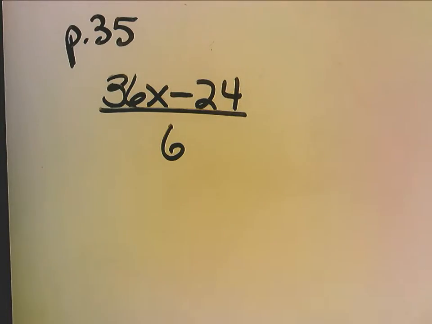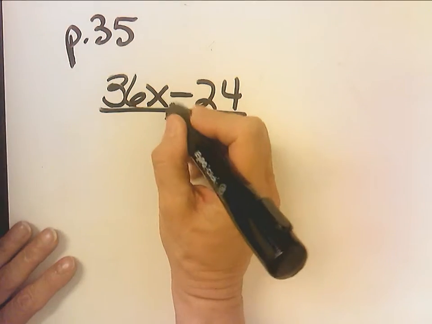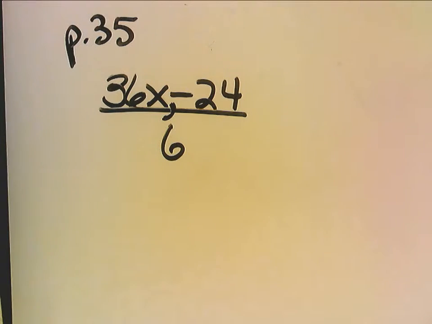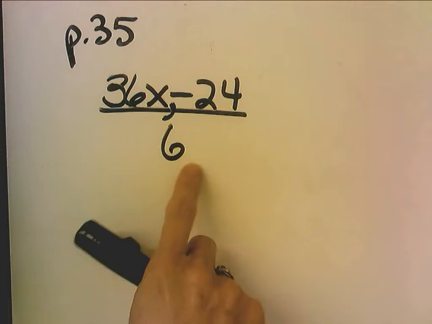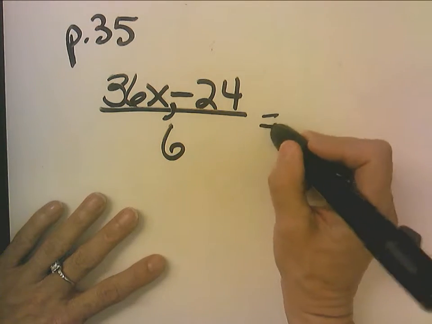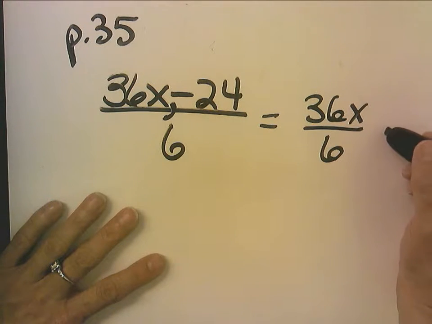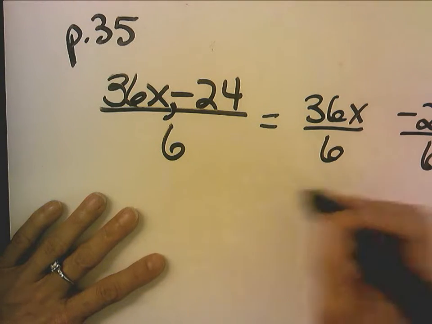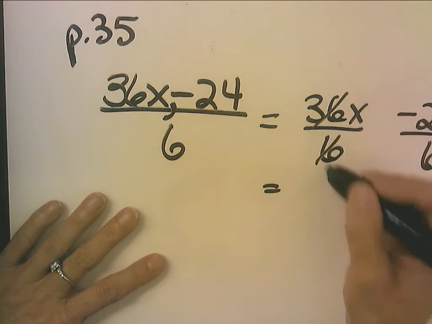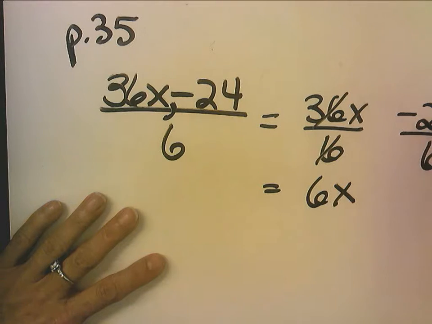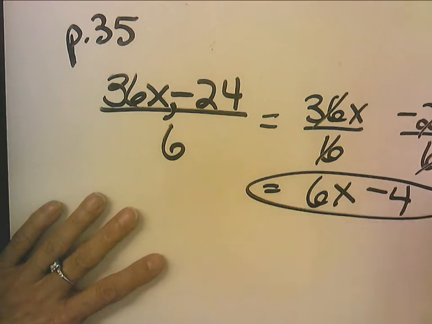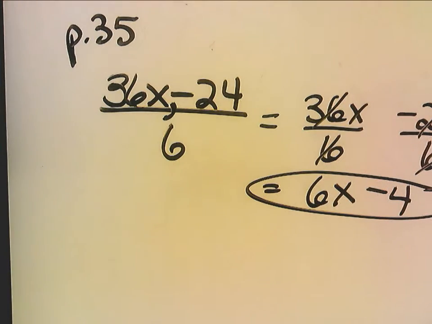One is to think, oh, I have two expressions in the numerator, 36x and negative 24. They both have to be divided by 6. So I can rewrite it as 36x over 6 and negative 24 over 6. So 36 divided by 6 becomes 6x. Negative 24 divided by 6 becomes negative 4. So my answer is 6x minus 4.